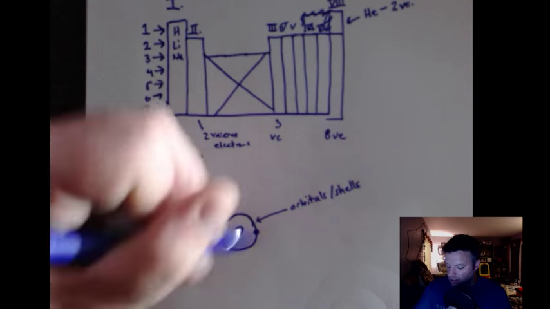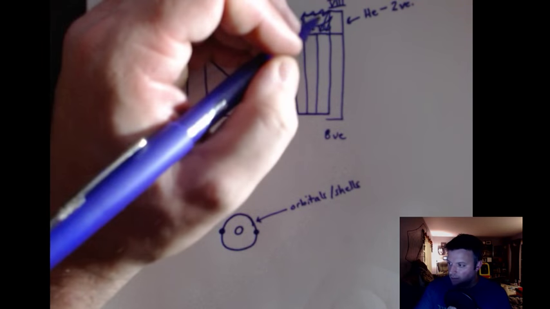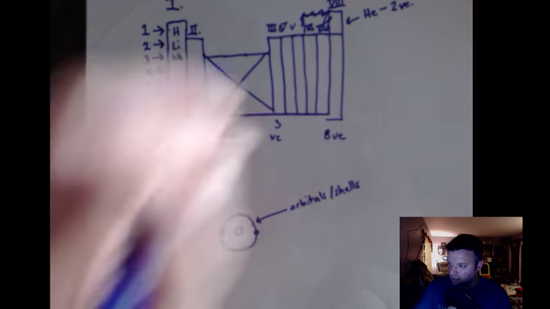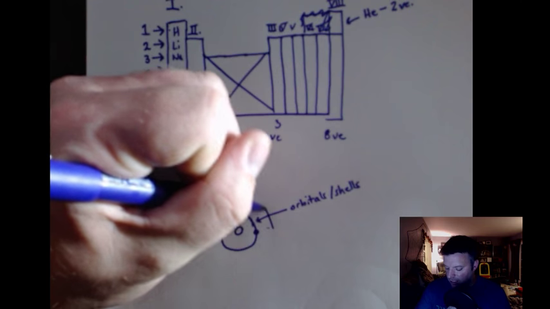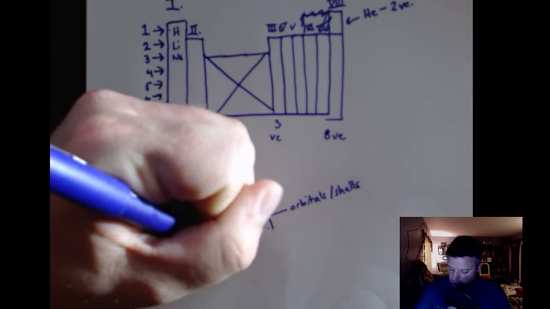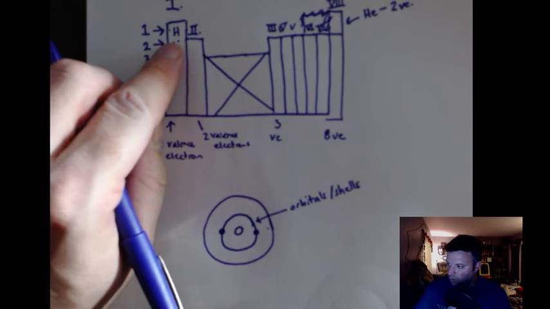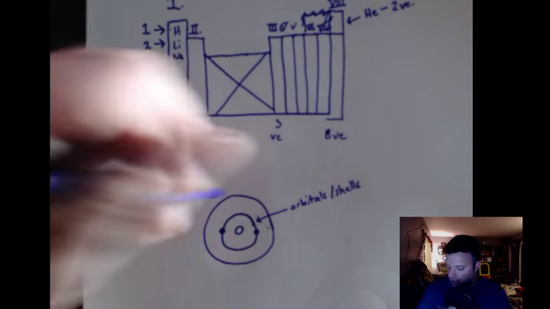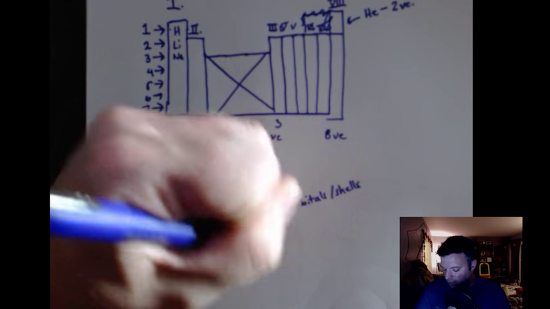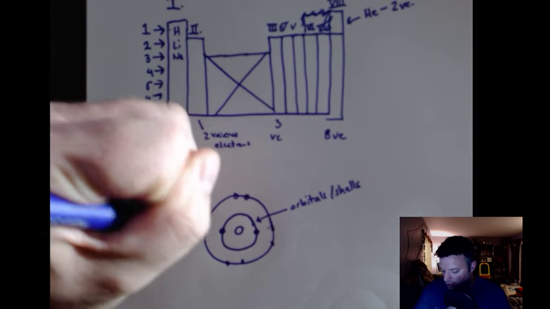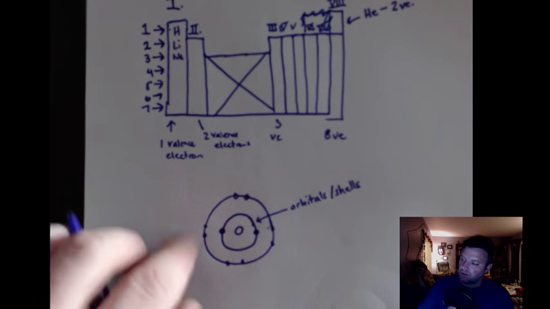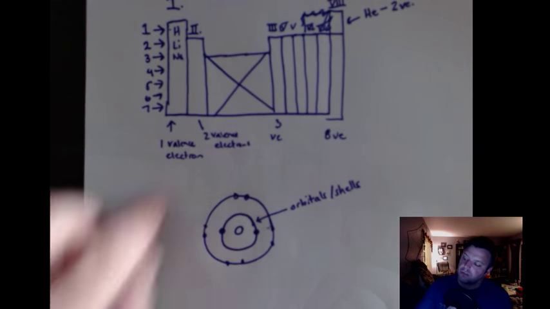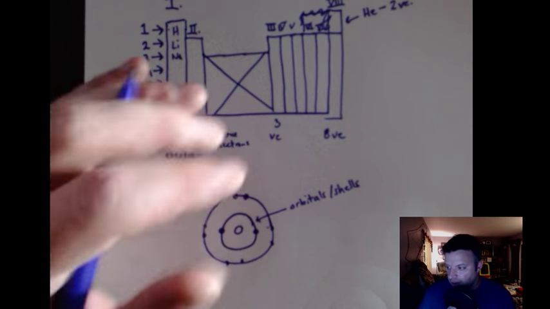So the first one is so close to the nucleus that it can only accommodate these 2 hydrogen and helium electrons. The next orbital can handle 1, 2, 3, 4, 5, 6, 7, 8. So you can handle up to 8 valence electrons. And the third period can handle up to 8, fourth period can handle up to 8, and so on and so forth.